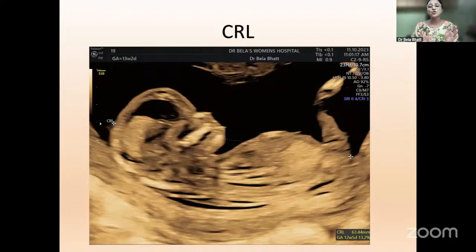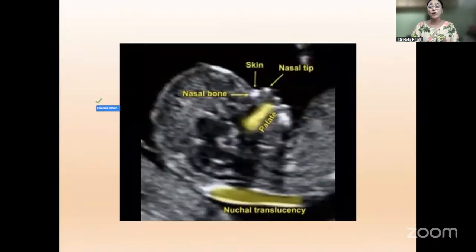The fetus has to occupy at least 75 to 80% of the screen. It has to be in a mid-sagittal section, neutral position, crown and rump both visible. Then only you can consider that the CRL is standard and your risk calculation will be proper. Otherwise, if your CRL is not taken properly, the entire risk calculation is going to be wrong.